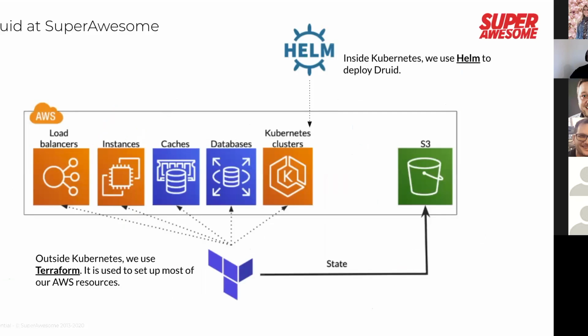So whenever possible, we try to use infrastructure as code to set up our services. So outside of Kubernetes, we would use Terraform to set up the load balancers, the instances, the caches, the database, and of course, Kubernetes itself. And then inside Kubernetes, we will use Helm for infrastructure as code.